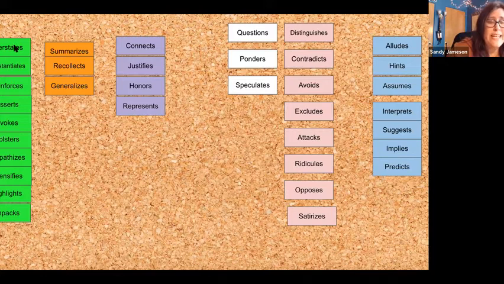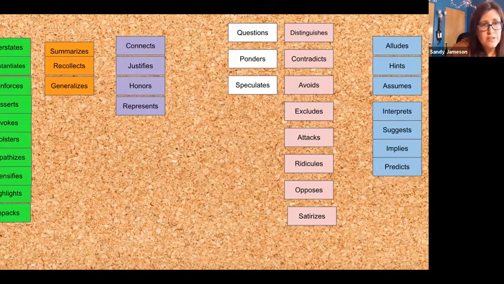We might take a look at this green category over here. Overstates, substantiates, reinforces, asserts, evokes, bolsters, empathizes, intensifies, highlights, unpacks. When I look at this category, I see some of these verbs make a lot of sense together: to overstate, substantiate, reinforce, bolster, intensify, highlight. Those verbs all have to do with drawing attention to something. But some of them don't quite fit, like evoking and empathizing. And that's okay, because the point of this lesson is to have this conversation.